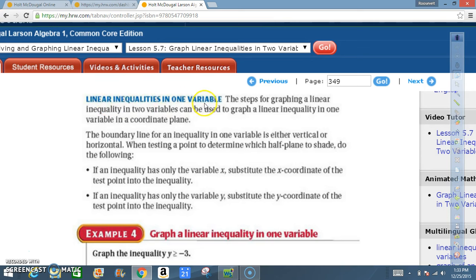Linear inequalities in one variable. The steps for graphing a linear inequality in two variables can be used to graph a linear inequality in one variable in a coordinate plane. The boundary line for an inequality in one variable is either vertical or horizontal. When testing a point to determine which half plane to shade, do the following. If an inequality has only the variable x, substitute the x coordinate of the test point into the inequality. If an inequality has only the variable y, substitute the y coordinate of the test point into the inequality.